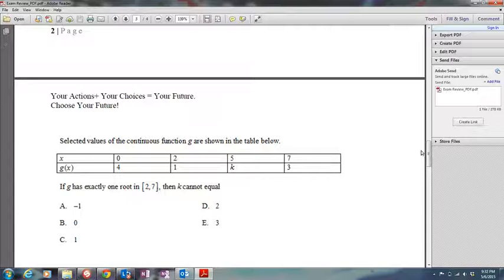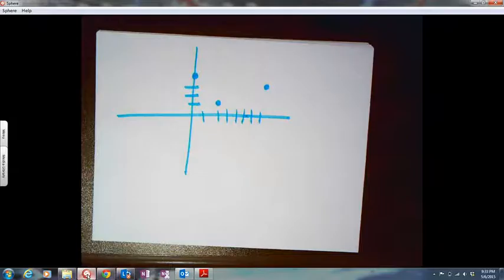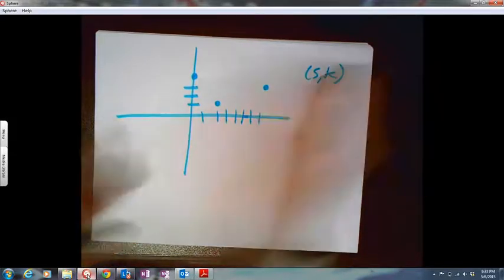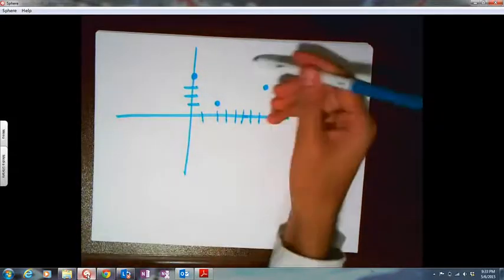I have 0, 1, 2, 3, 4. Then I have 2, 1, 3, 4, 5, k. I don't know where that is. And then I have 7, 3. So here's what I've got so far. And somewhere over here, I know I have the point 5 comma k. Right? That's somewhere at 5.